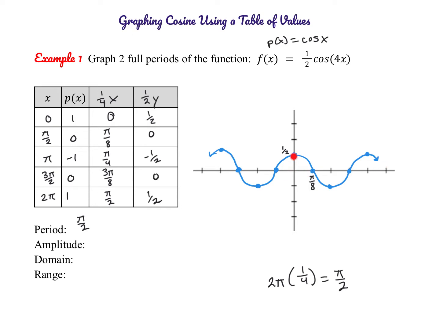The amplitude we can see is 1/2. That's the distance from the midline to the maximum or minimum, but we see that it's also that a value right here. Our domain is going to be all real numbers, and our range is from negative 1/2 to positive 1/2. So again, this is just one strategy you can use to help you graph our cosine function.